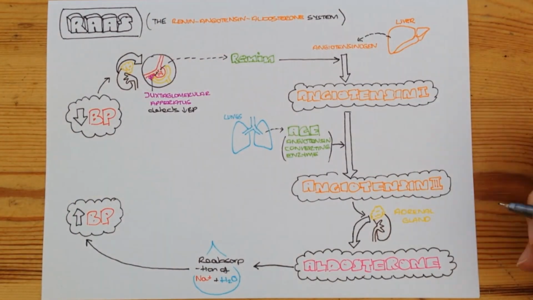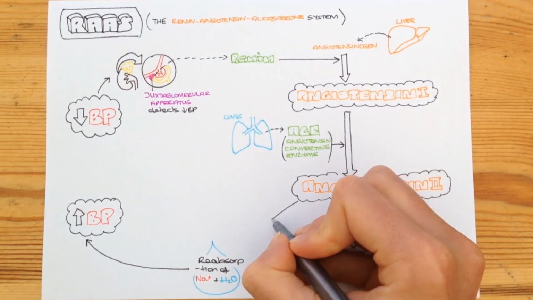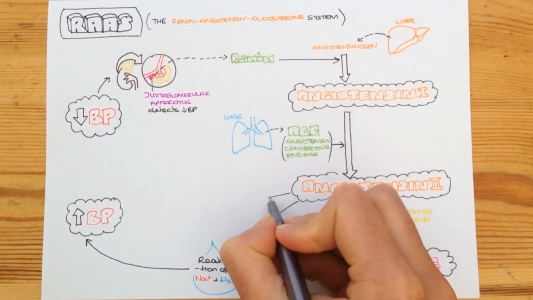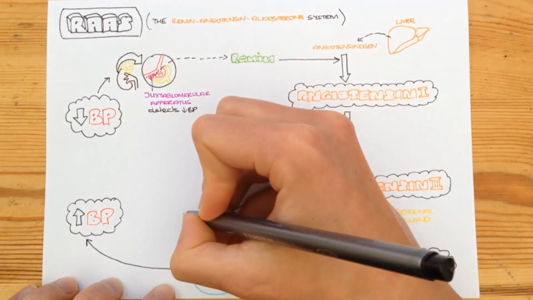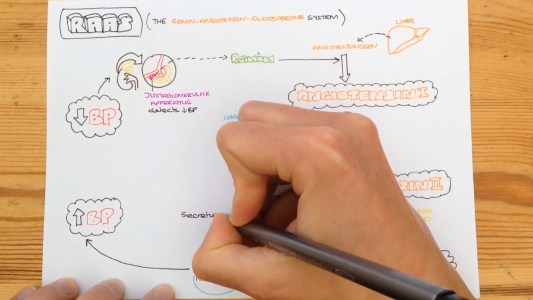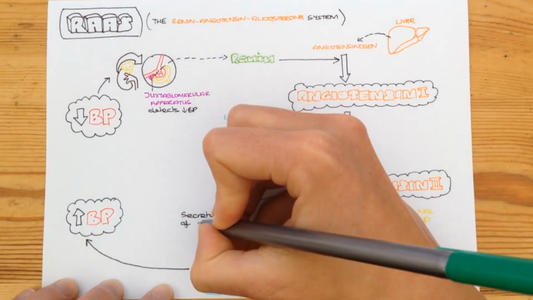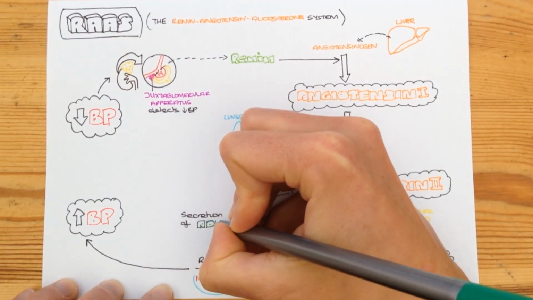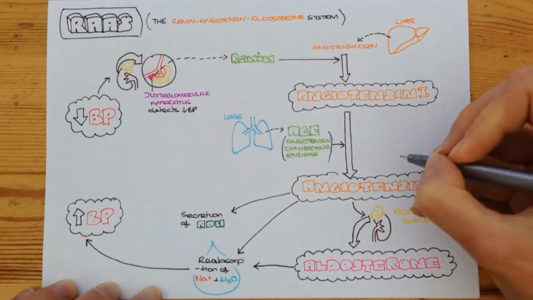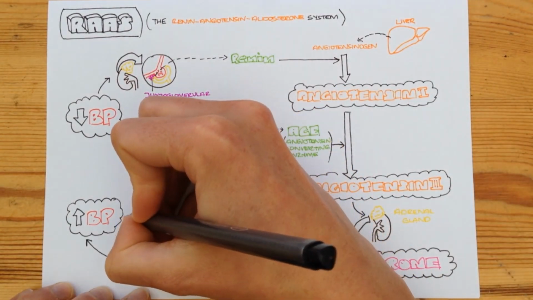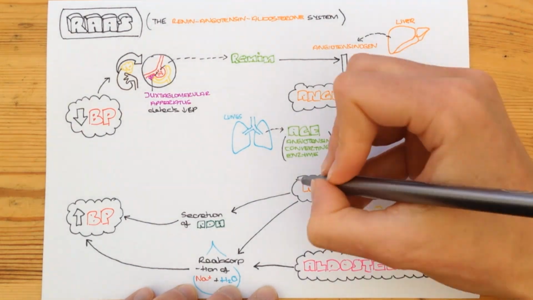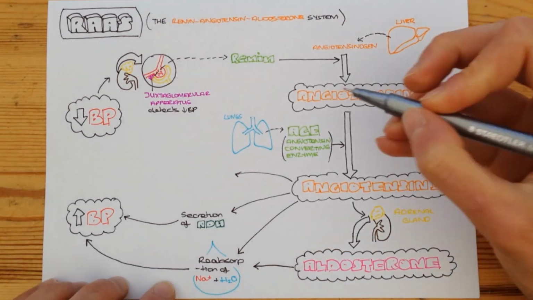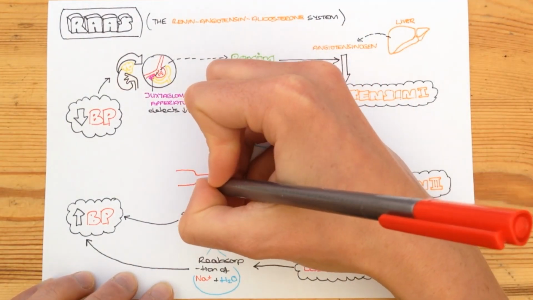And also, angiotensin 2 has some other functions that also help this. So angiotensin 2 can also be involved in directly causing the reabsorption of water, and it can also cause secretion of ADH, antidiuretic hormone, from the posterior pituitary gland, which causes the insertion of aquaporins into the collecting duct, which allow the reabsorption of yet more water.